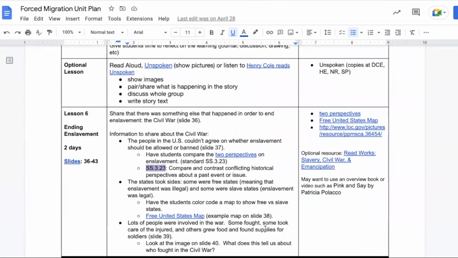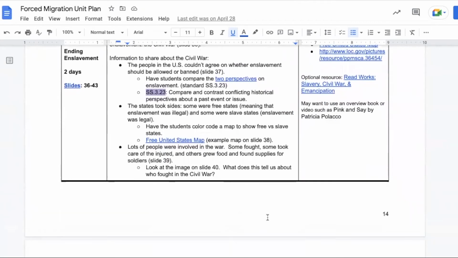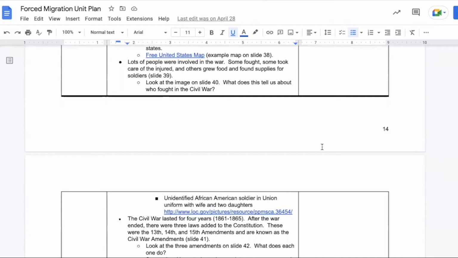In lesson 6, we have ending enslavement. So we have some information on the Civil War. Again, this is hit very hard in 5th grade and again in 8th grade. So just keep this as a brief overview. We start with explaining we have the two sides concerning enslavement on whether or not it should be allowed, and then an explanation that we have free states versus slave states, meaning where enslavement was legal. And then we look at some of the different people who helped fight in the war, including African Americans.